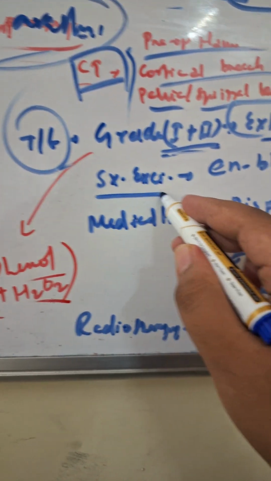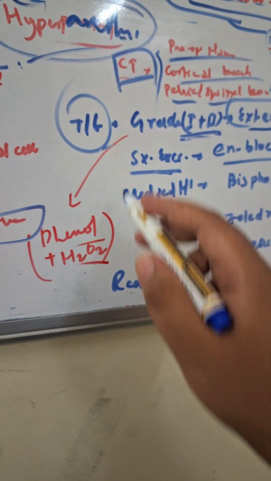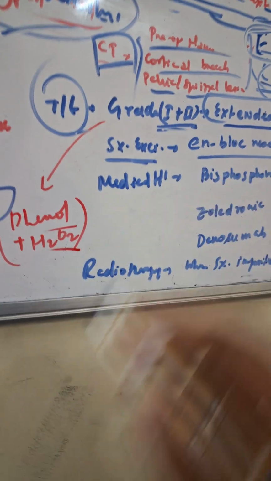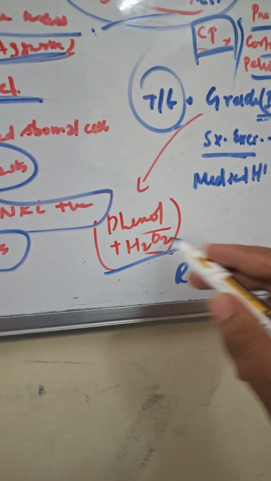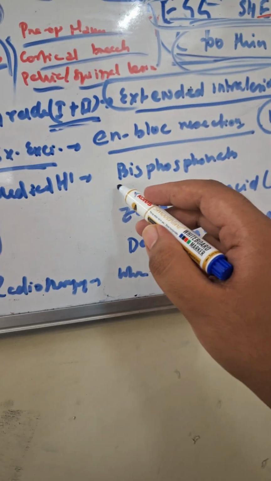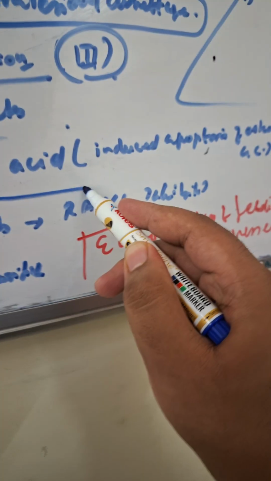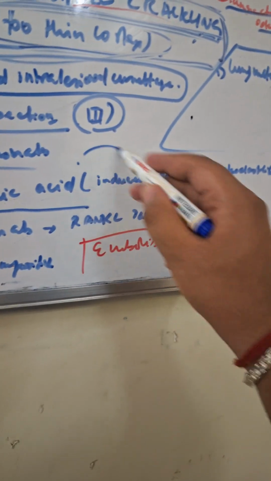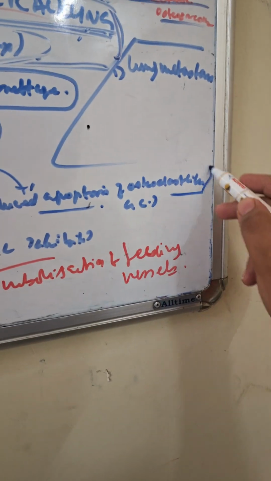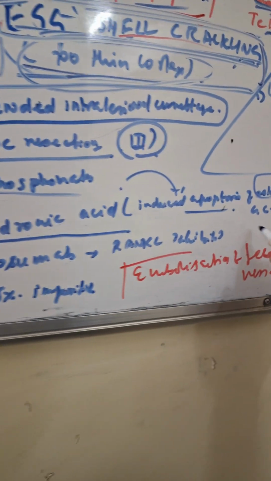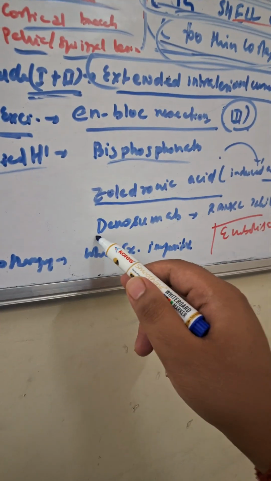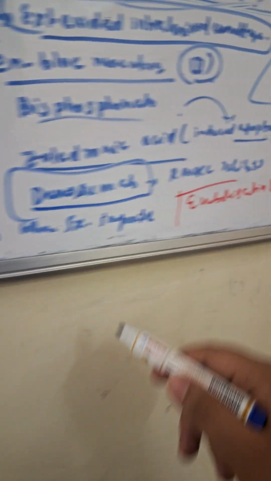Now in surgery, we are doing en bloc resection in grade 3, and always remember this alone is not enough. Along with that we are adding adjuvants, phenol and hydrogen peroxide used at the site, and we are also giving medical management like bisphosphonates. Always remember zoledronic acid, because zoledronic acid will induce apoptosis of the osteoclastic cells, the giant cells. Understood? And now coming to Denosumab, this is a monoclonal antibody. These are RANKL inhibitors. Always remember this.